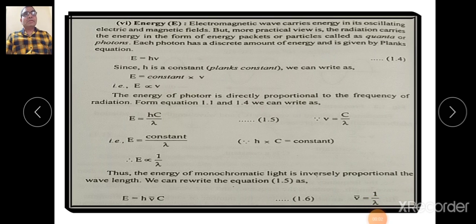Students, let us summarize the points studied so far. We have studied the meaning of the spectroscopy, the effect of radiation on the matter. Then we have studied the nature of the electromagnetic radiation. Then we have studied the different parameters like wavelength, wave number, frequency, energy, and their relation in the mathematical form.